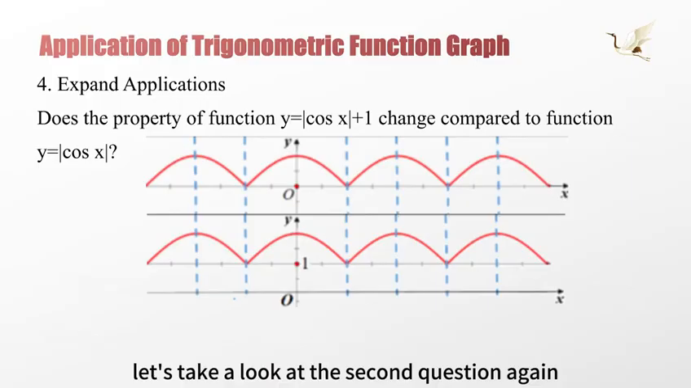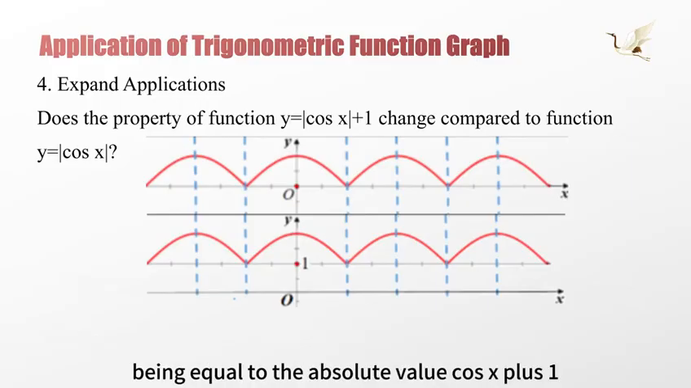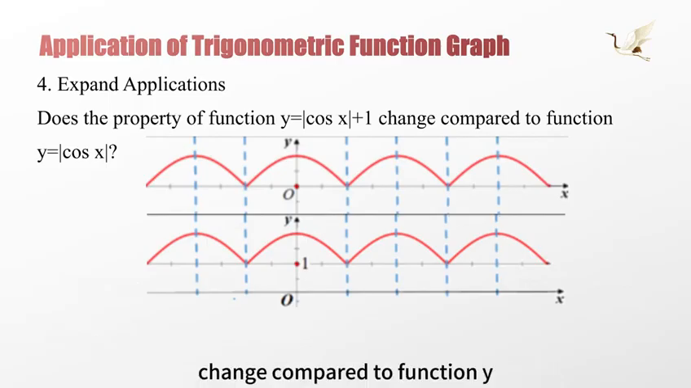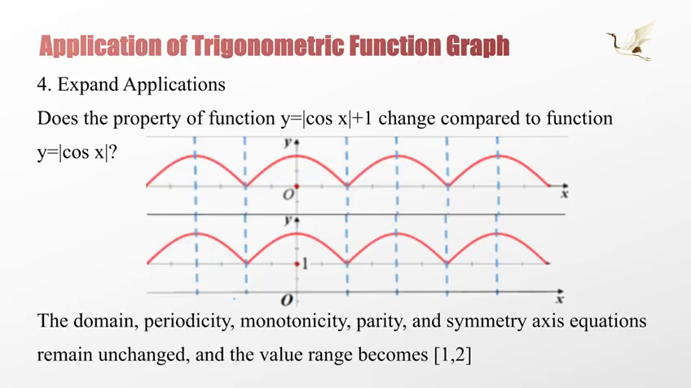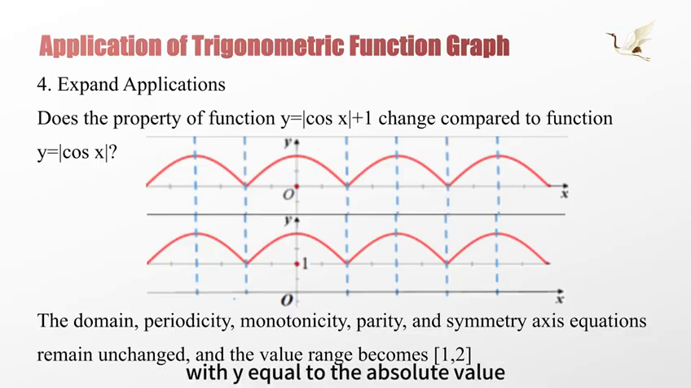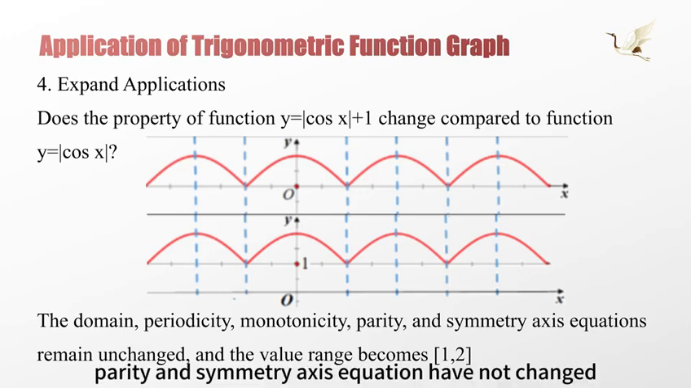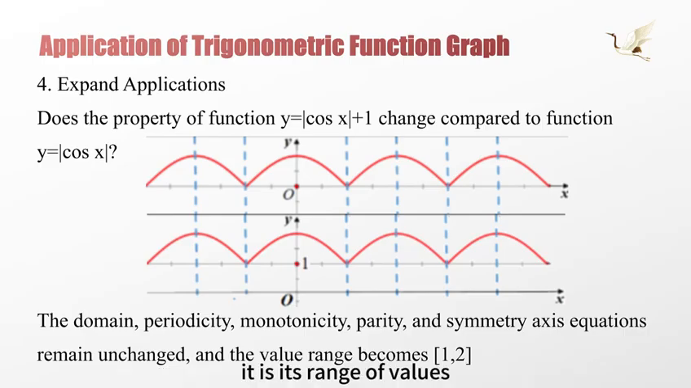Let's take a look at the second question. Does the property of the function y equals the absolute value of cosine x plus 1 change compared to the function y equals the absolute value of cosine x? We still compare by observing the images. We can observe that the image of y equals the absolute value of cosine x plus 1 is a translation of the image of y equals the absolute value of cosine x by 1 unit length. So its domain, periodicity, monotonicity, parity, and symmetry axis equation have not changed. What has changed is its range of values.